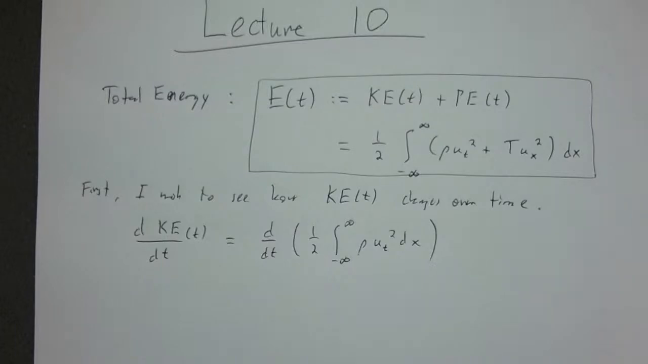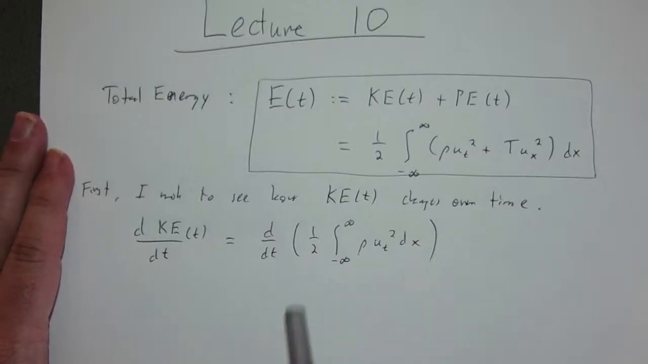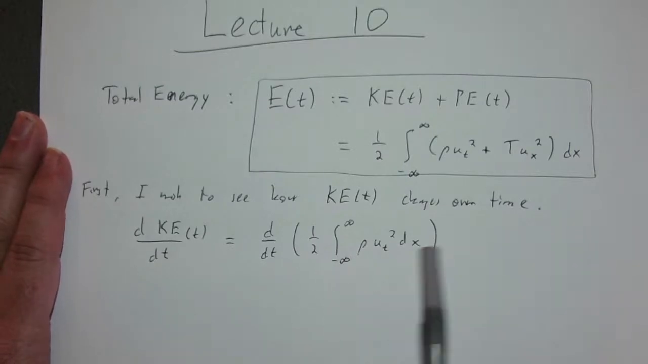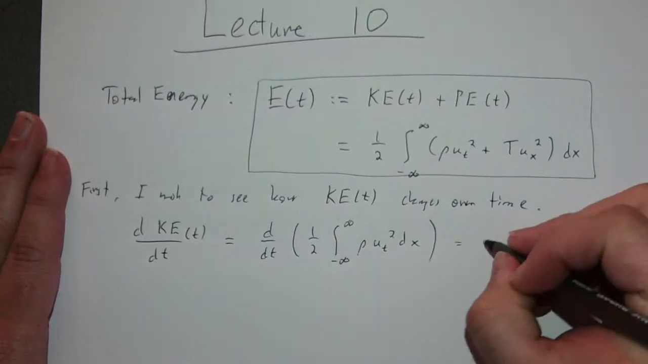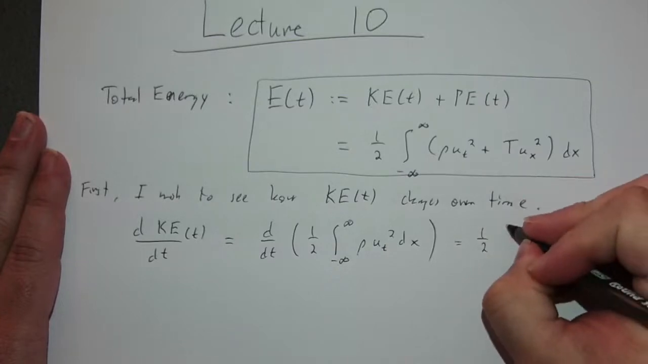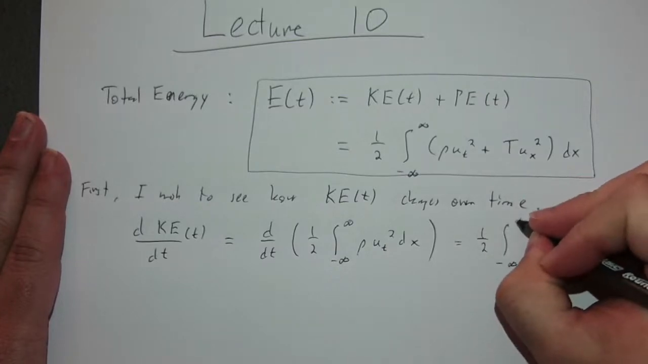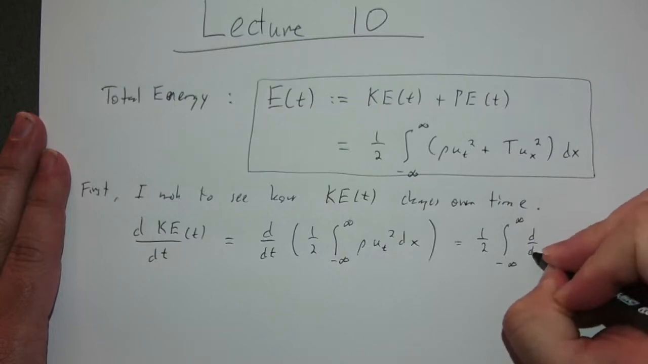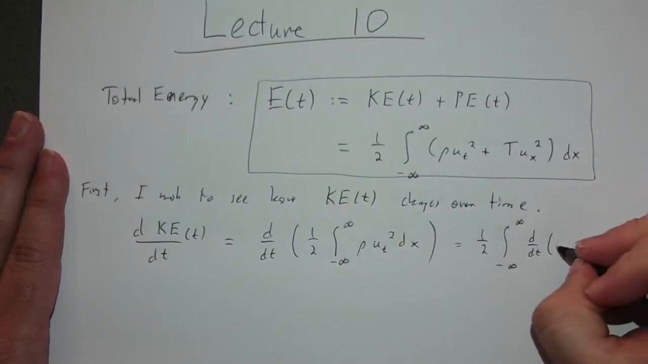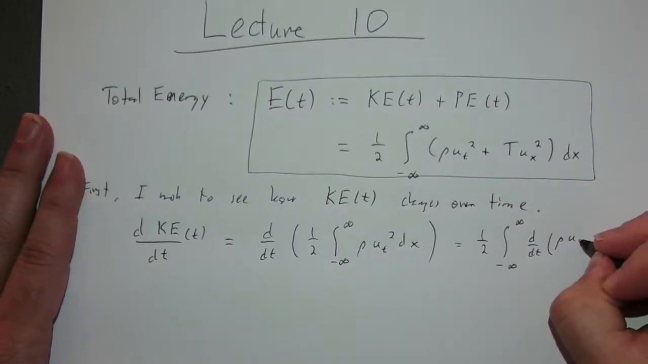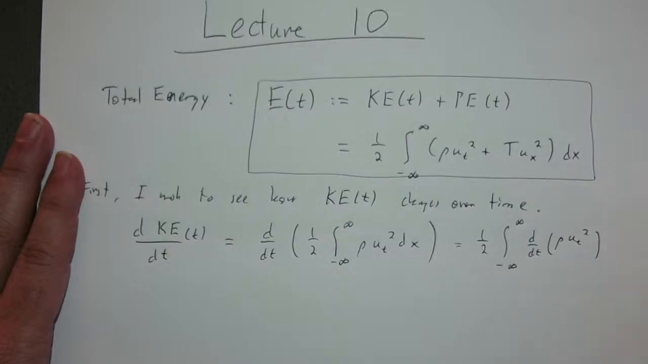and so what am I able to do here? I can actually move this under the integral sign, no problem, so that when I do this, I get 1/2 as the integral from minus infinity to infinity of the derivative with respect to t of rho u sub t squared, dx. That's what I get.